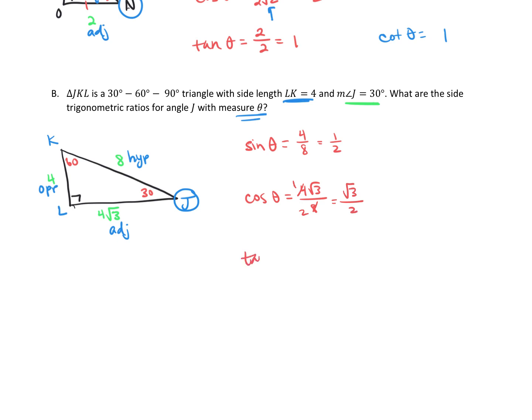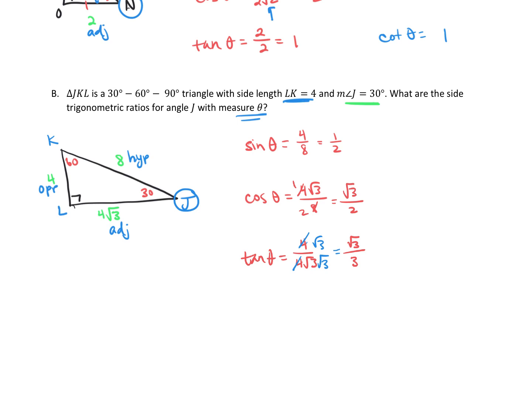And then we have tangent of theta is opposite over adjacent. So 4 over 4 root 3. So two things here, your 4's will cancel. 4 divided by 4 is 1. And then we have to rationalize. We'll multiply the numerator and denominator by root 3, leaving us with a root 3 on the top. And then square root of 3 times square root of 3 is just 3 on the bottom. So tangent of theta is equal to root 3 over 3.